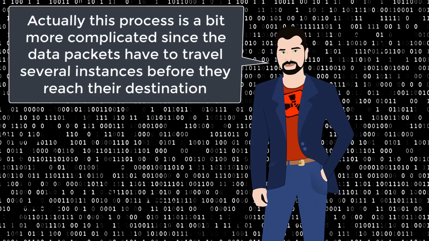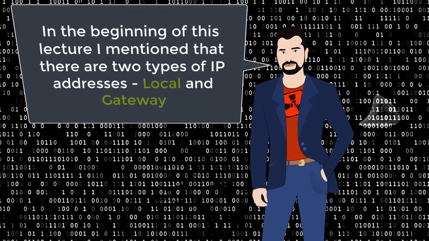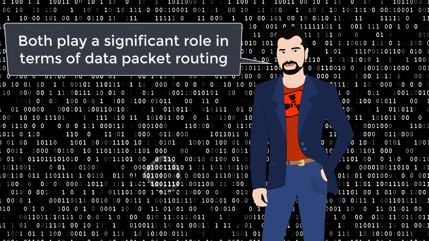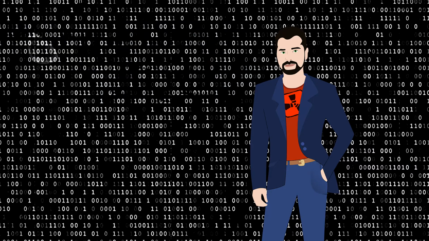Well, actually this process is a bit more complicated, since the data packets have to travel through various instances in order to reach their destination. Remember, in the beginning of this lecture I mentioned that there are two types of IP addresses, local and gateway. Both play a significant role in terms of precision of internet packet routing. To make things clearer, let's observe the following infographic.